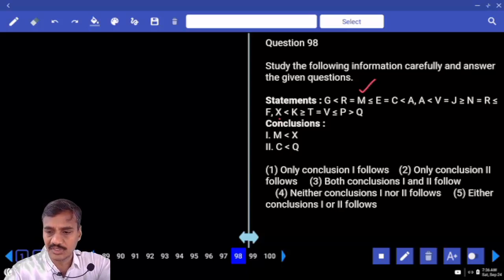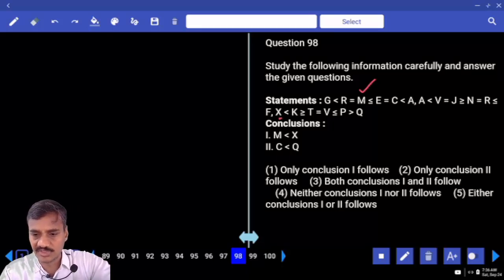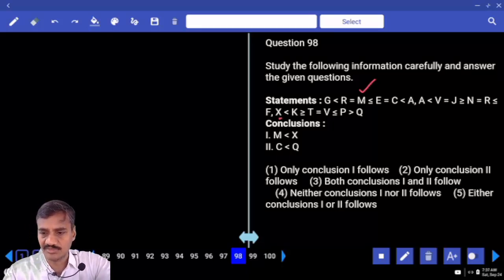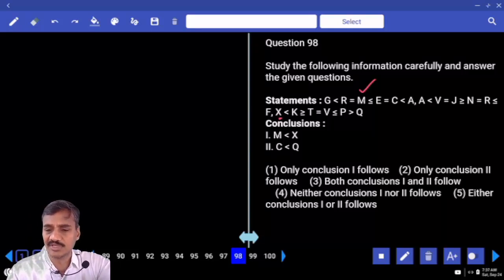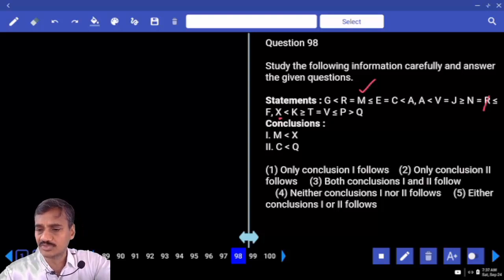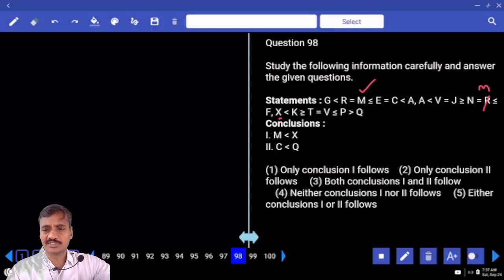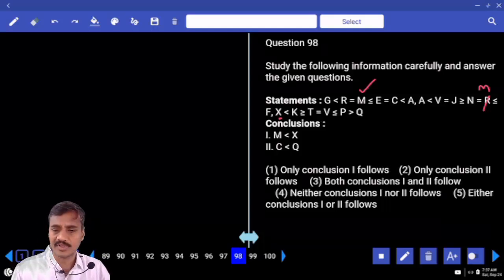M is here, X is here. Which element is common between the first and the third? GRMECA. GRMECA, there is no letter that is common. R equals to M. In this place, we can take it as M. Taking M, now which is common in the second and third statement? AVJN. AVJN. Next one, MF. Is there any letter that is common between these two? No. Hence, can we combine this one? Can we combine? We cannot combine this one.